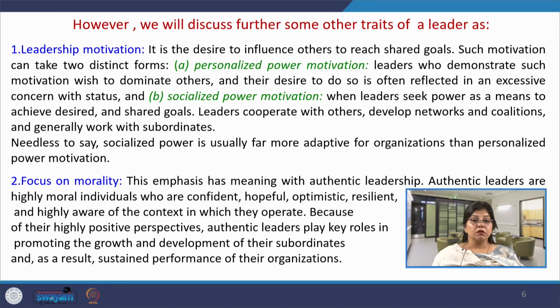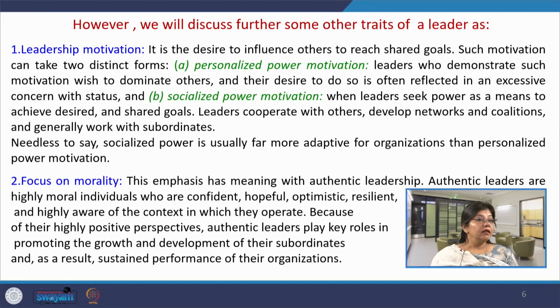The other is focus on morality. This emphasis has meaning with authentic leadership. Now, here authentic leadership means that the more focus is on confidence, being hopeful and optimistic and resilient, and highly aware of the context in which they operate. Now, here it is about understanding the situation and then executing a particular leadership or adapting any leadership style. So, whenever there is any crisis in any organization, then the leader has to understand the situation and then try to execute that influence on the followers.